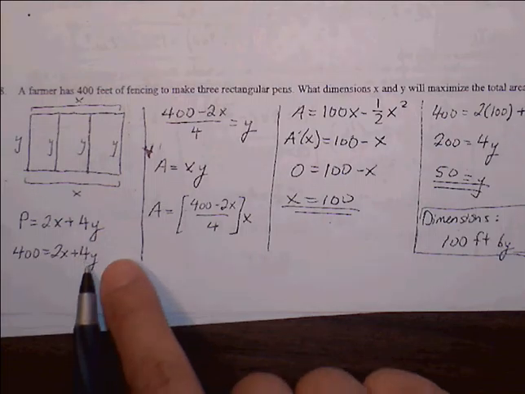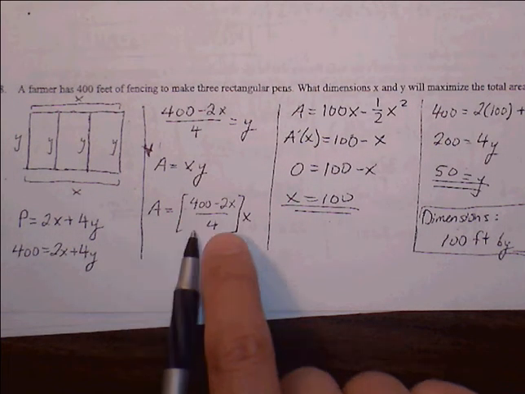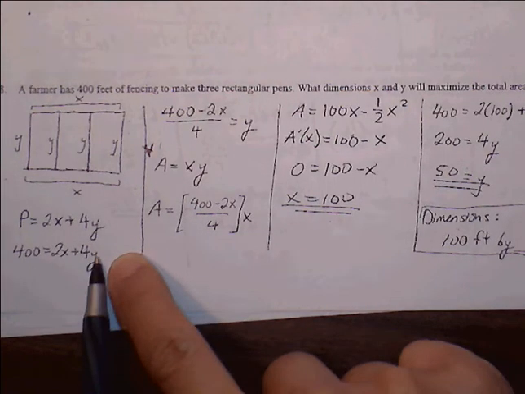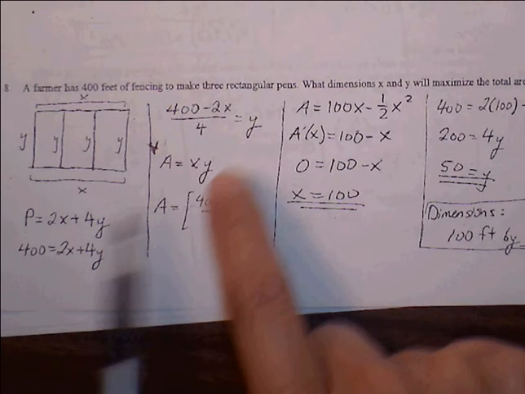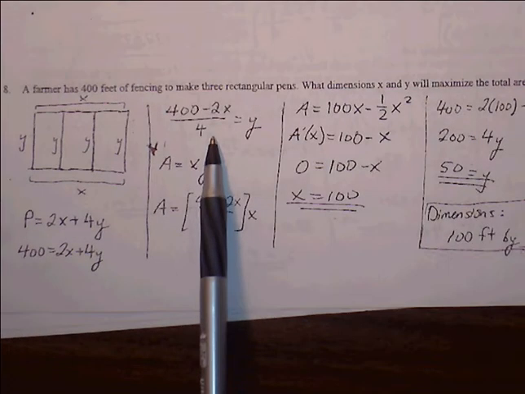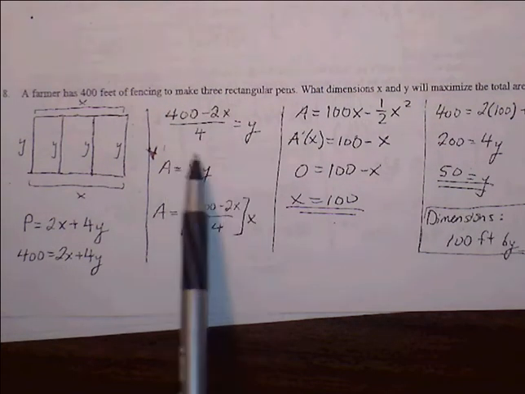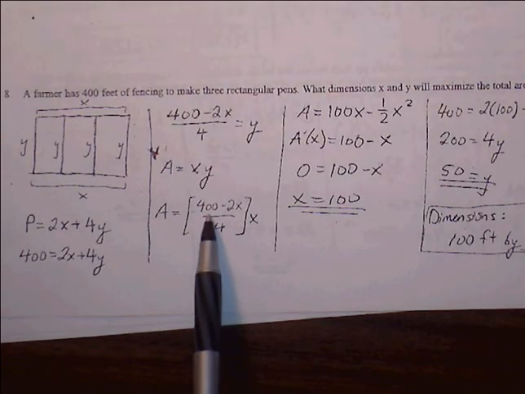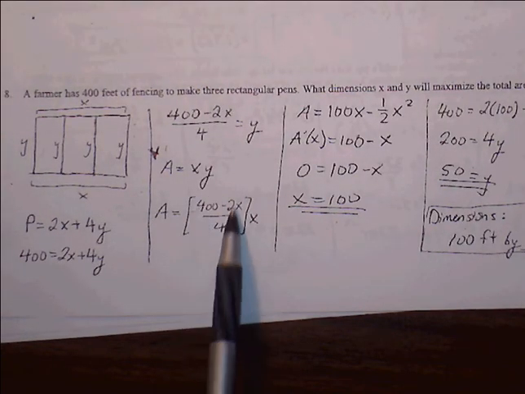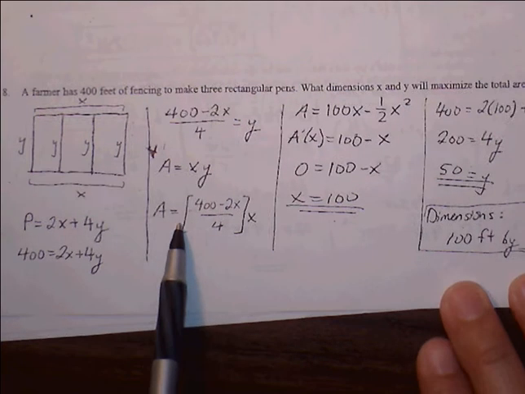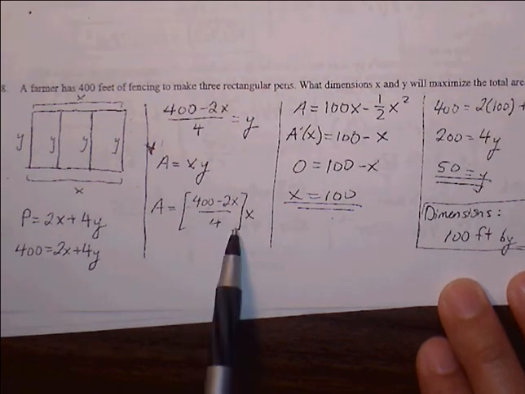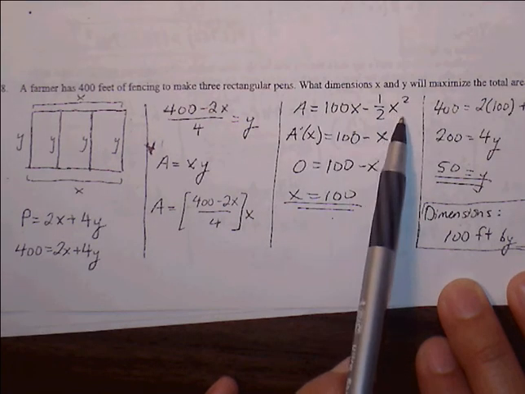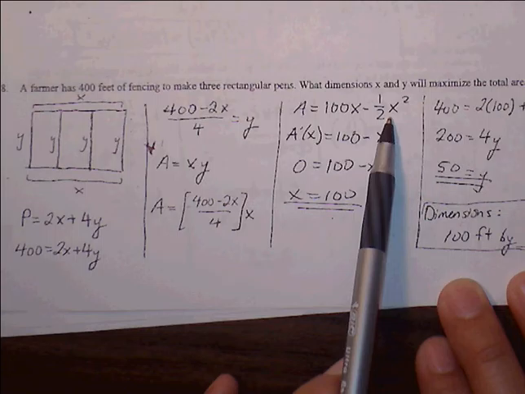So again, I'm going to solve for y. We're just used to seeing x's as our variable here. So we'll solve for y. Subtract 2x, divide by 4. We get 400 minus 2x over 4 is equal to y. Plug this expression in for the y of the area equation. So x times (400 minus 2x) over 4. All right, so now we want to try to clean this up before we find the derivative. So distribute the x through, and then divide by 4. We get 100x minus 1/2 x squared. Here's our area equation.